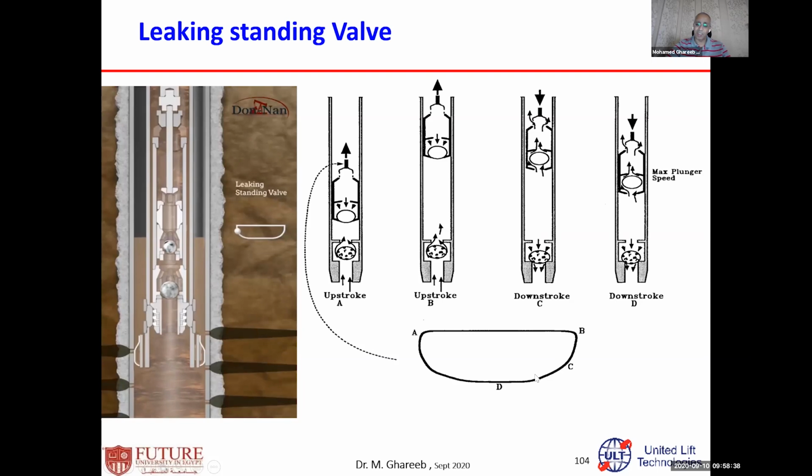Then the load doesn't decrease suddenly. The load starts to decrease like this and so on. This is what we call the standing valve. When you find the lower part of the curve like this, that means you have a leaking standing valve. Okay?